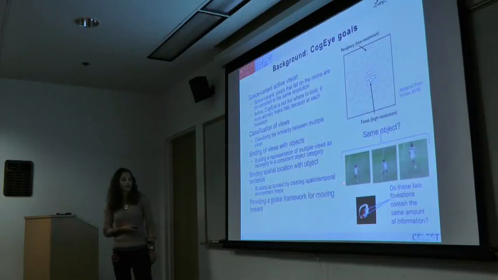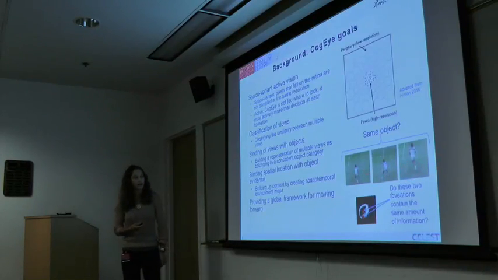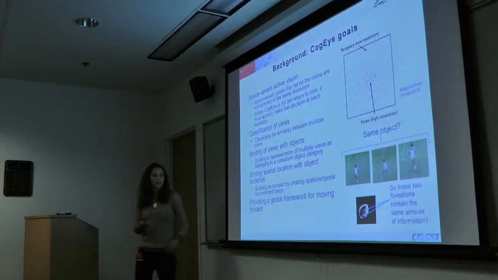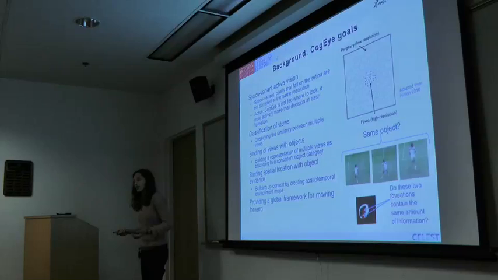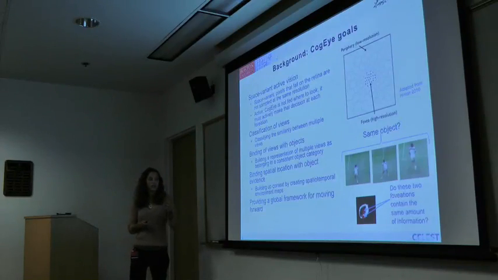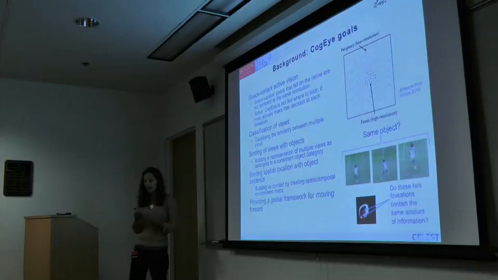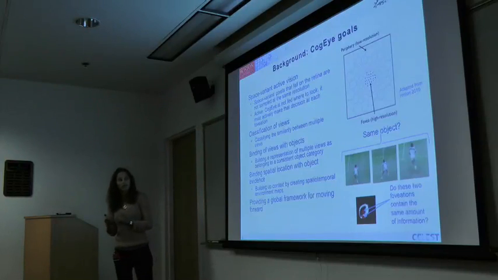Binding of views with objects. With every single view that we acquire, a very fundamental question to any visual system that we often take for granted is, how do we know that those views belong to the same object? So even if the object is stationary and our focus of foveation is slightly different, we're going to get a very different representation of the object. And how do we bind all of those different views into a consistent object representation?